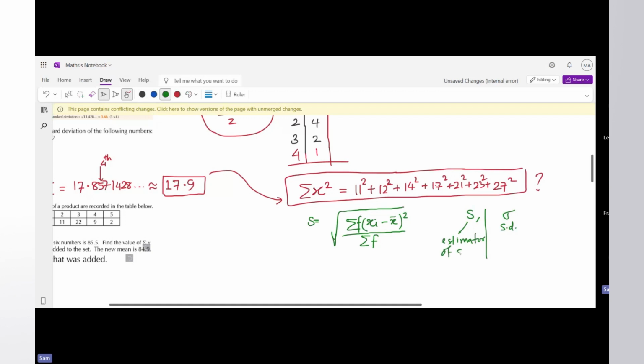Estimator of standard deviation. Understood? So if you're asked to find standard deviation, you will find sigma with n, not divided by n minus 1.